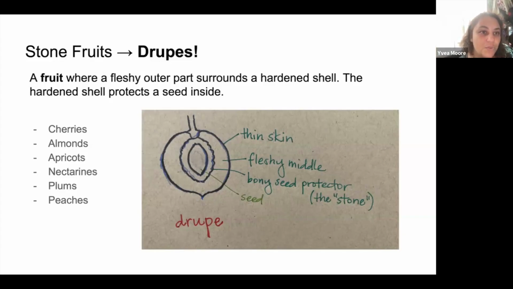The way that this works is that we have a proper fruit where there's a fleshy outer part, the part we eat, that surrounds the hardened shell on the inside. And the hardened shell is protecting a seed. So this is all ovary here that grows. And then we have our seed, formerly an ovule. And so this is what makes a drupe. So when we think of our stone fruits, they are drupes. Yeah, drupes are awesome.